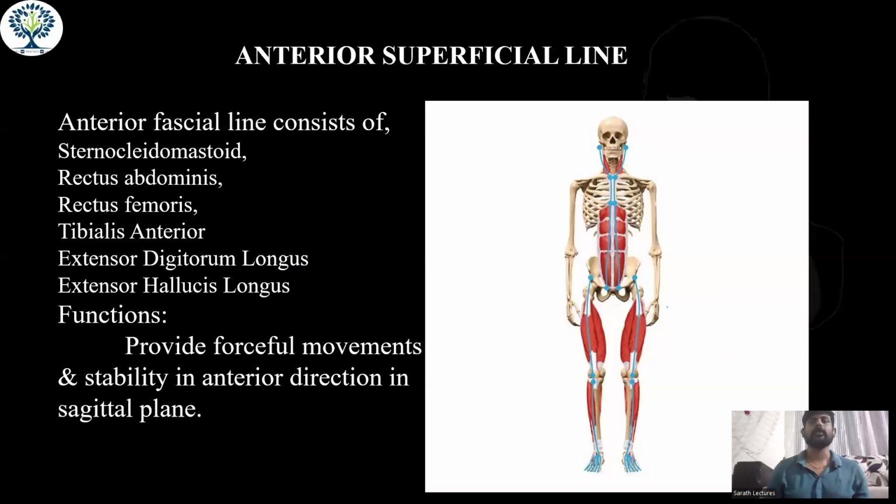These are all the muscles. Anterior superficial line. Start from your sternocleidomastoid. From there you come to the rectus abdominis muscle. From there you come to the rectus femoris muscle. Then you come to the muscles of the front part of the legs, that is the tibialis anterior, extensor digitorum longus, and extensor hallucis longus. Those are all the muscles.